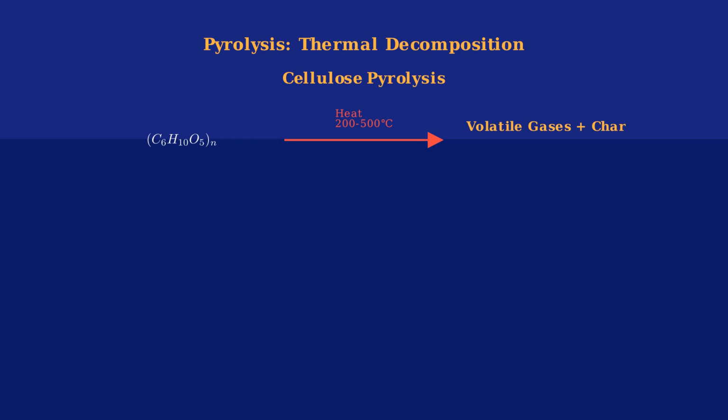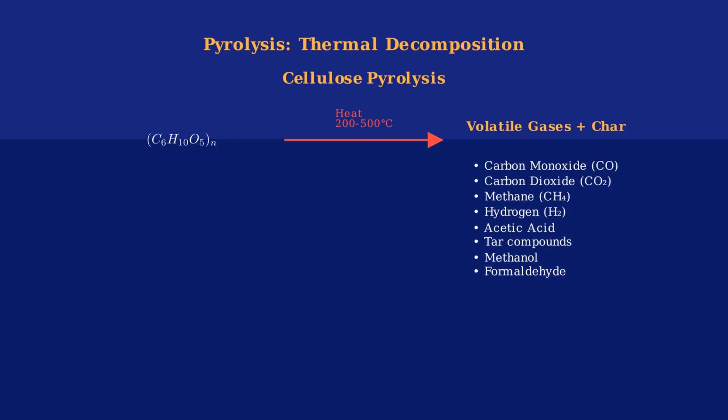Now let's examine the specific chemical breakdown using cellulose as our primary example, since it's the most abundant component in wood. During pyrolysis, cellulose molecules break down under heat to produce numerous volatile gases and a solid carbon-rich residue called char. The volatile gases produced include carbon monoxide, carbon dioxide, methane, hydrogen, acetic acid, tar compounds, methanol, and formaldehyde. These gases will later participate in the combustion process. The remaining solid material is char, a carbon-rich residue that forms the glowing embers we see in wood fires. This char will burn much more slowly than the volatile gases.